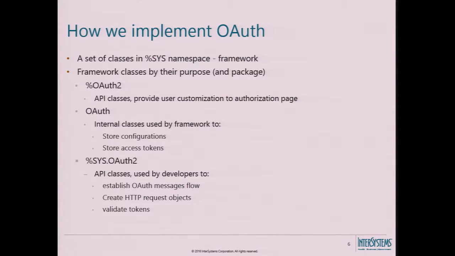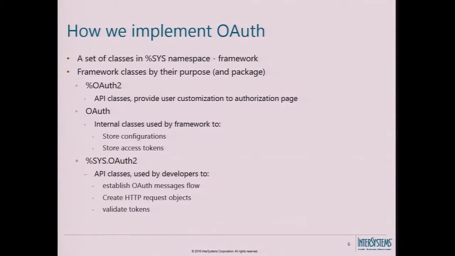At this moment, if I remember correctly, it's planned for 2016.3. So how did we implement the OAuth? We have a set of classes which altogether make a framework. And these classes are separated in 3 different groups.